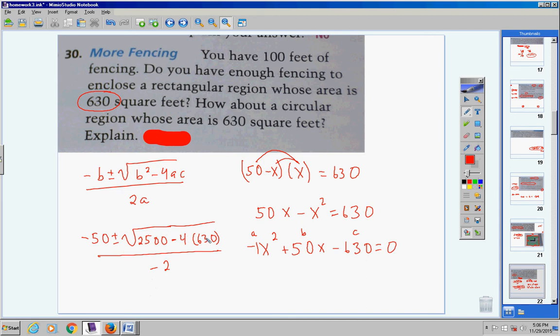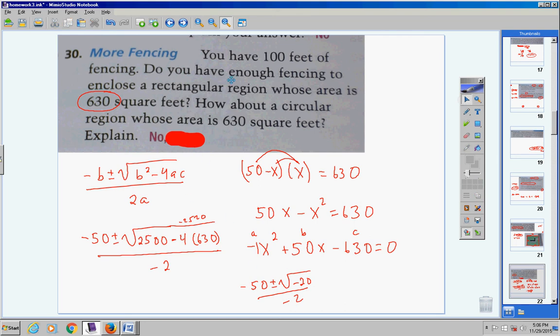If you take negative 4 times 630, you get negative 2,520. So positive 2,500, negative 2,520. That gives you a negative 20 under the radical. So you got negative 50 plus or minus the square root of negative 20 all over negative 2. You're done. Finished. The answer is no. No, you can't do this.